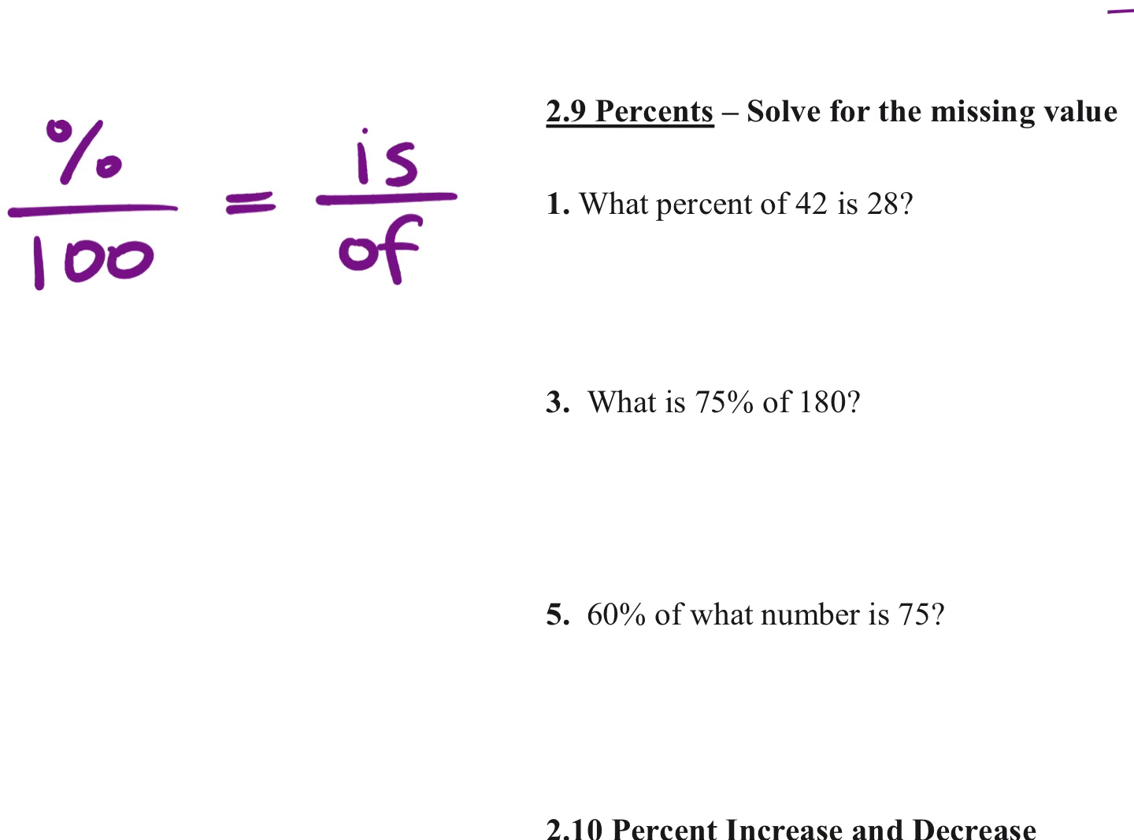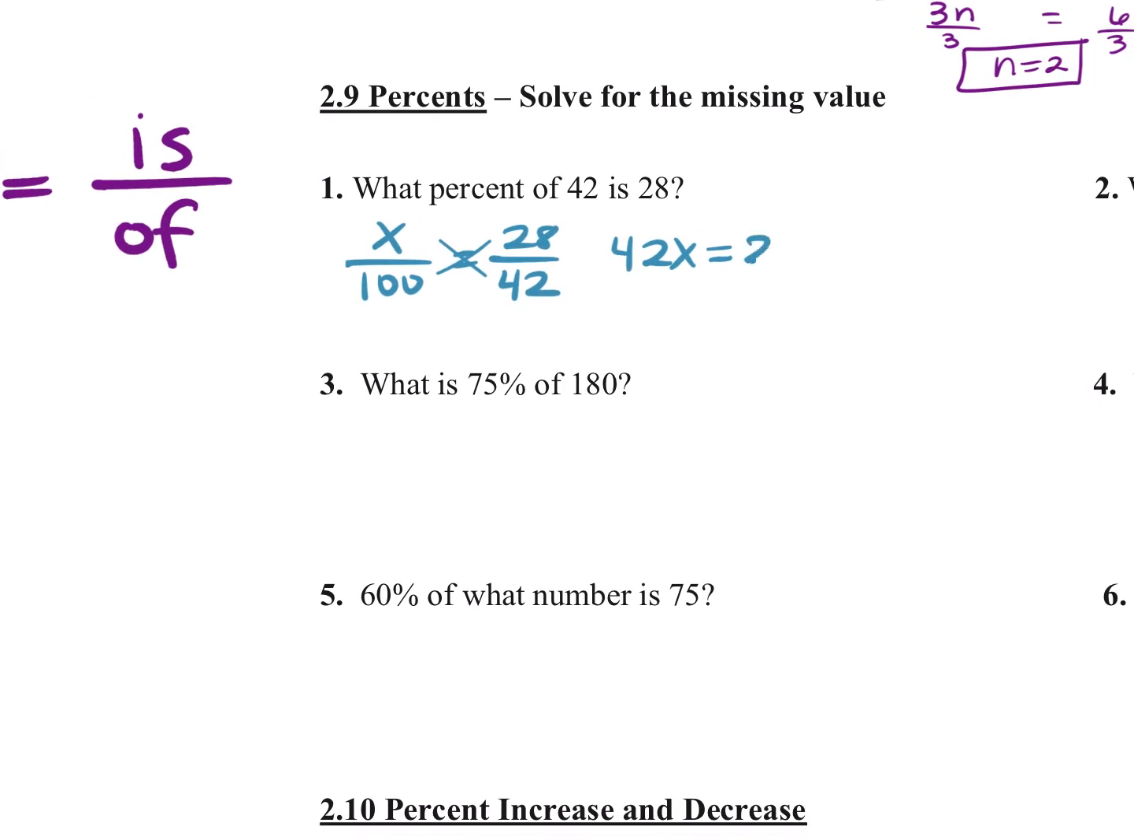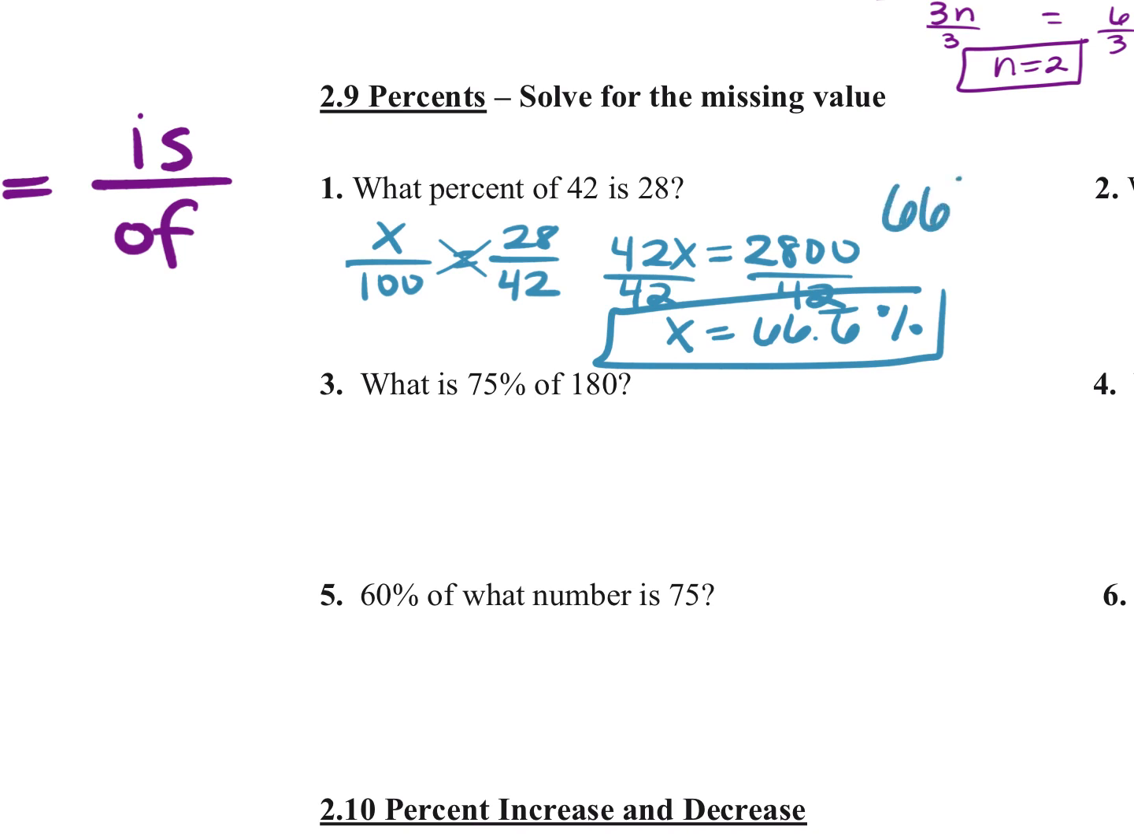What percent? So what are you putting in place of our percent? X over 100. What's your is? 28 over 42. And then how do you solve that? Cross multiply. 42x equals 2800 and divide by 42. And you get x equals 66.6 repeating. That's a percent. So you may write it like that, or 66 2/3%. Either one.